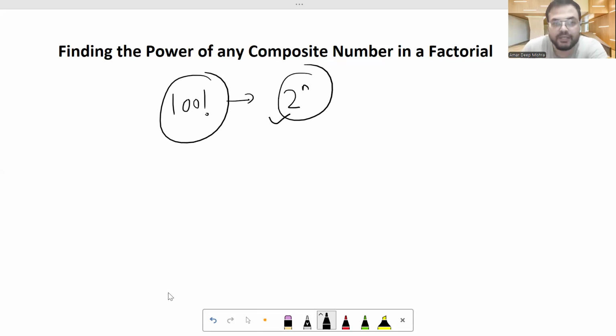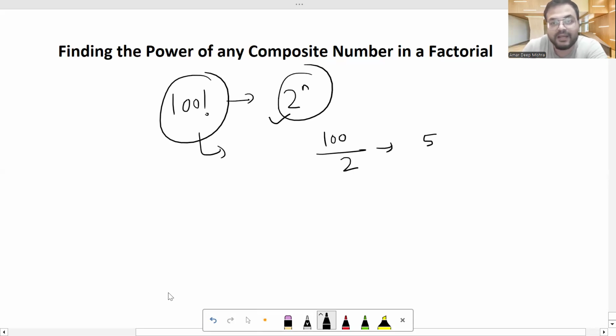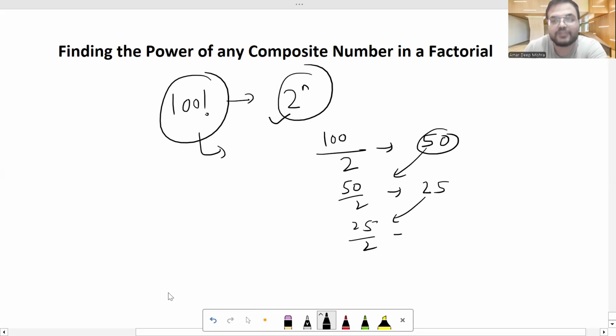So here what we will do, we will take this 100 and divide it by 2. How much will we get? We will write here only the quotient part. So 2 will divide this 50 times. Now in the next step, again write this quotient, 50 divided by 2. You will get 25. Now take this 25 and divide by 2. You will get 12.5. Here, you have to take only the integer part. Just ignore the decimal part. Take this integer part and divide by 2 again.